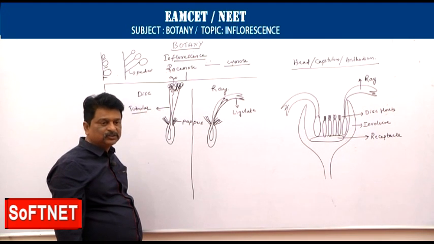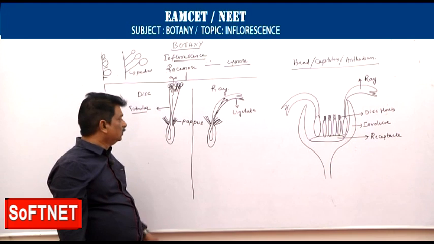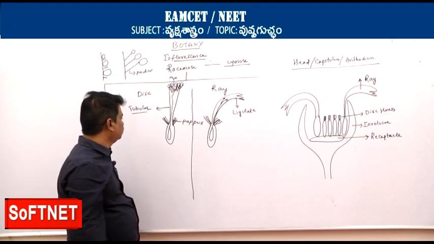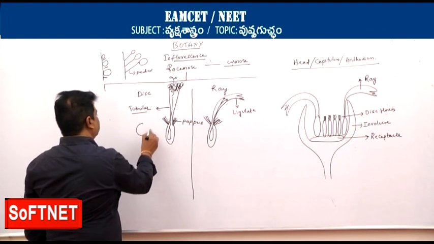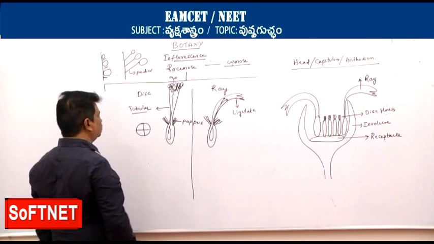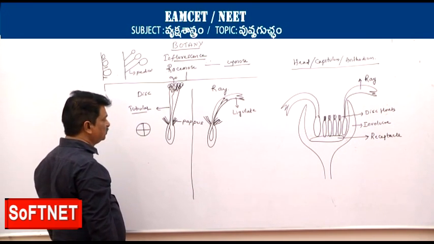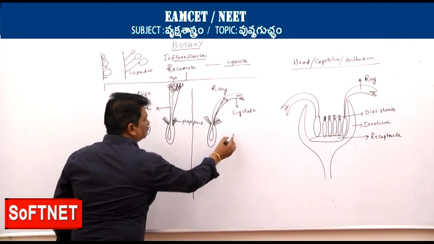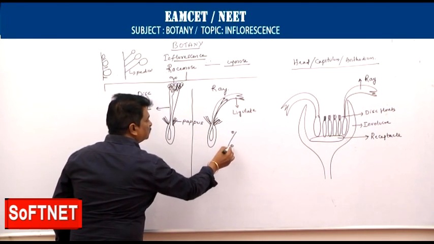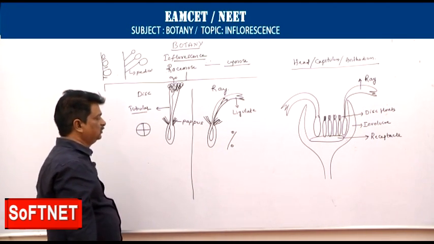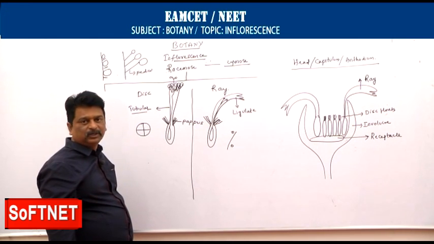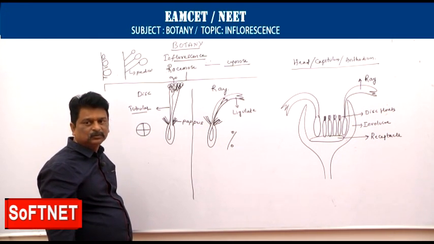In ray florets, androecium is absent. Then disc florets are actinomorphic. That flower can be cut into two equal parts, either vertical or transverse plane. Ray florets are zygomorphic. That flower can be cut into two equal parts, only in one plane.